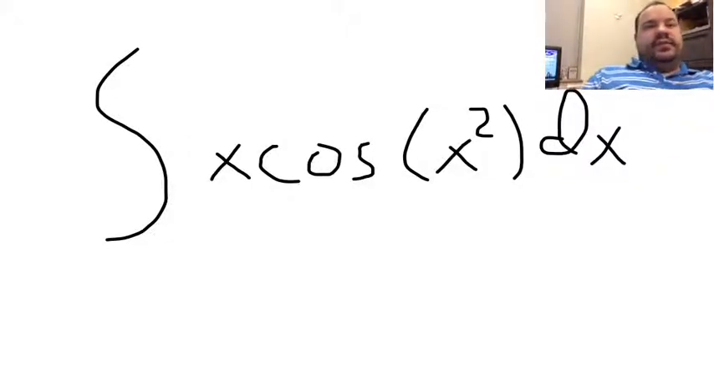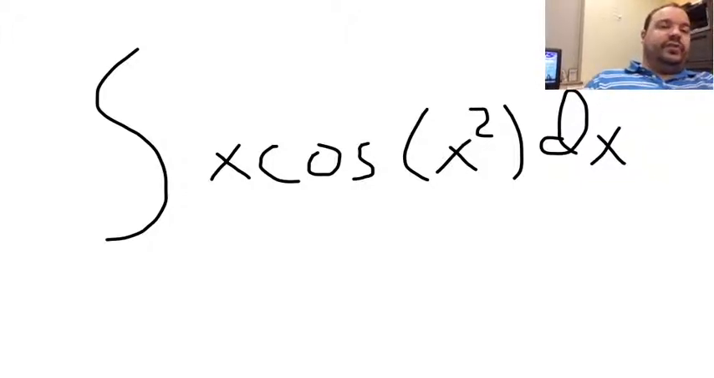Hello, this is Dr. Thompson from Taylor University, and I'm going to give you an introduction to w substitution with this example here. This is the integral of x times cosine of x squared dx, and this is going to be a little tougher than those integrals you did at the beginning of Calc 1.